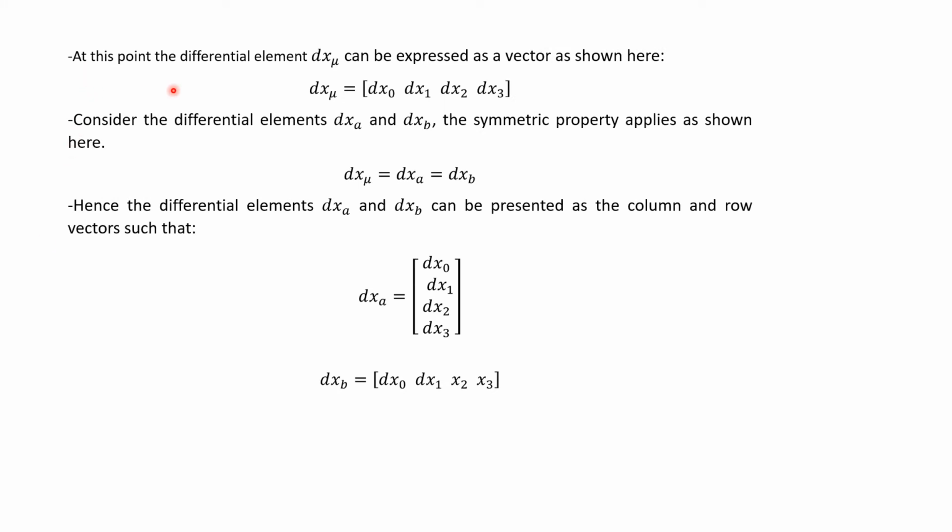At this point, the differential element dx can be expressed as a vector, as shown here. Consider the differential elements dx of a and dx of b. The symmetric property again applies as shown here. Hence, the differential elements dx of a and dx of b can be presented as the column and row vectors as we see here. So we have the column vector and the row vector of differential elements.